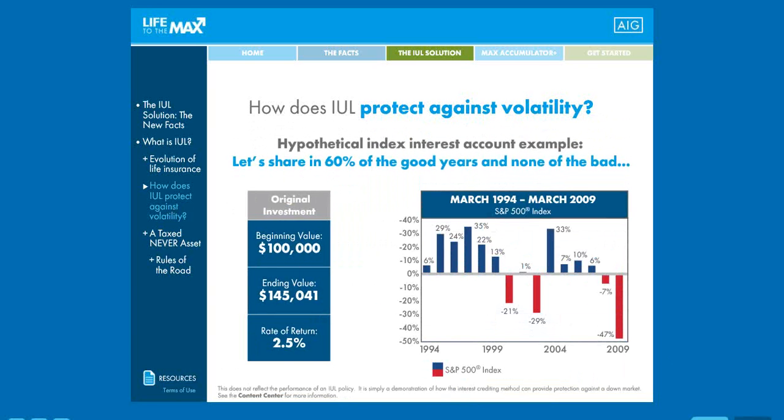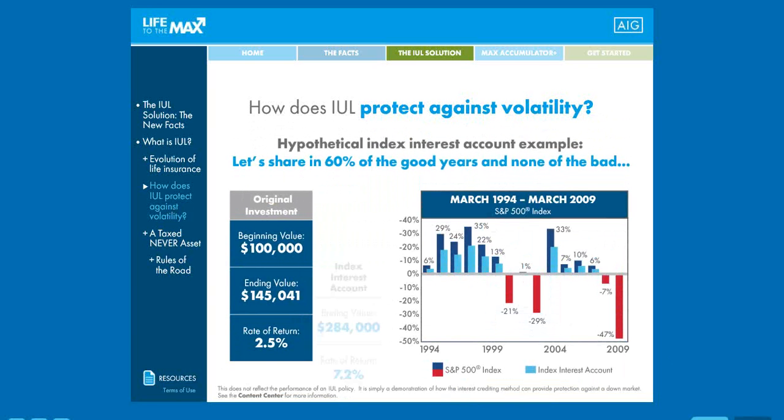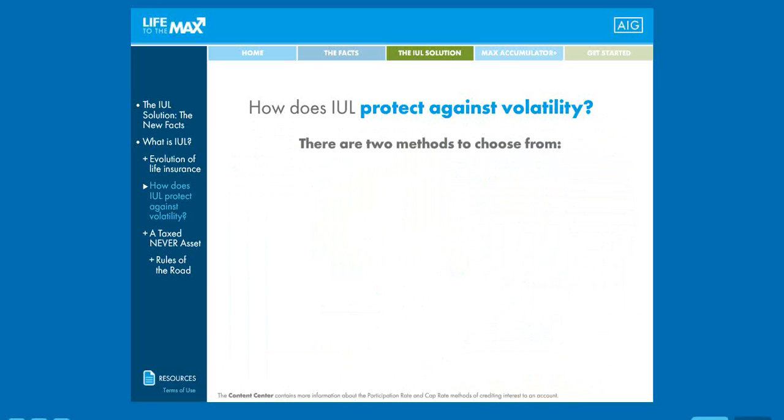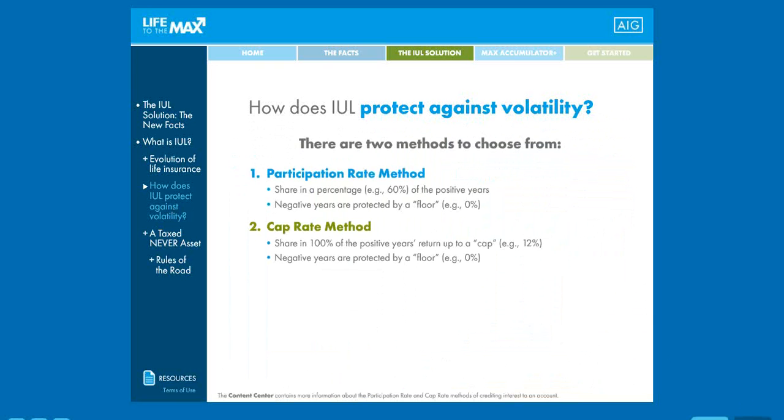All right, so this is the money actually in the market itself. Well, what if we had that money in an index account, and this one is using a participation rate, and it's 60%. So whatever the market does, your client's going to get 60% of that number. And if it goes negative, they're just going to get a zero. They're not going to participate in the downside. So if all we do is participate in 60% of the upside, none of the downside, guess what? Instead of a 2.5 rate of return, we have a 7.2 rate of return in that same time period. Looks pretty good.